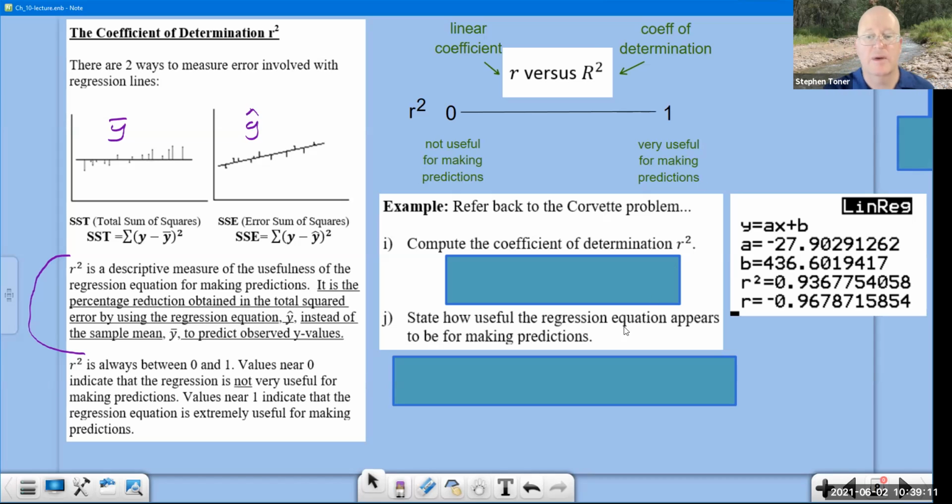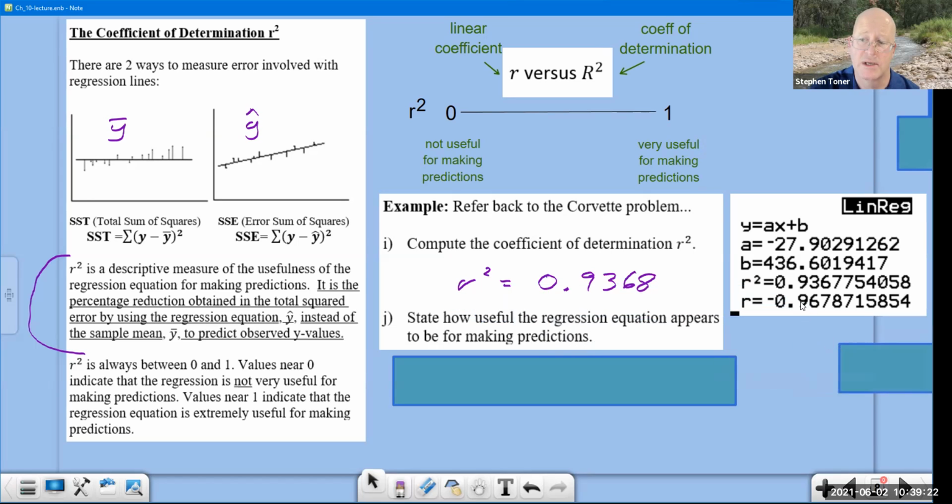So usually I'm going to ask you, what is the value of r squared? And we've already calculated it. It came out for free when we found our regression equation. So our value of r squared is 0.9368 when we round to 4 decimal places. Notice the r squared is positive, even though r is negative, because a negative times a negative makes a positive.